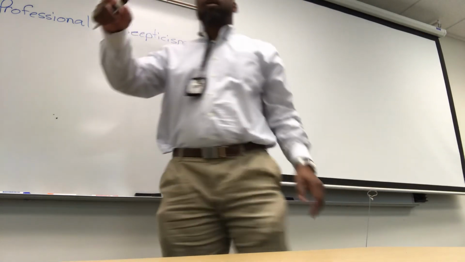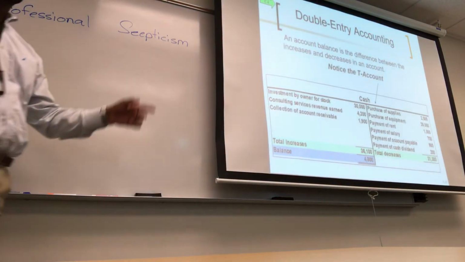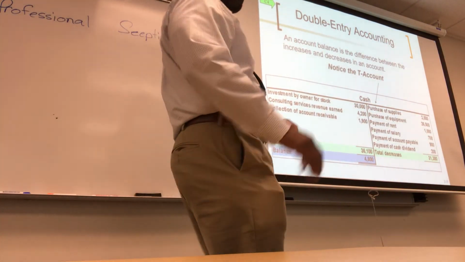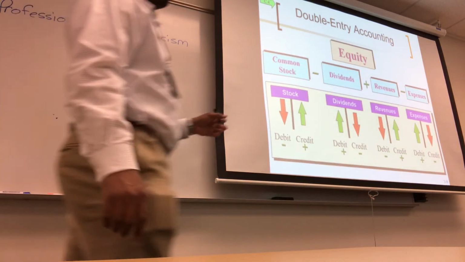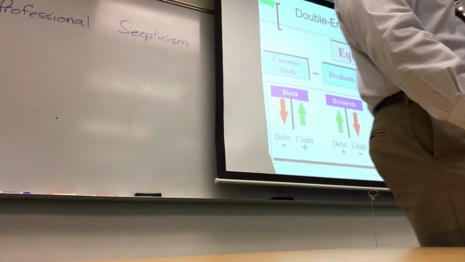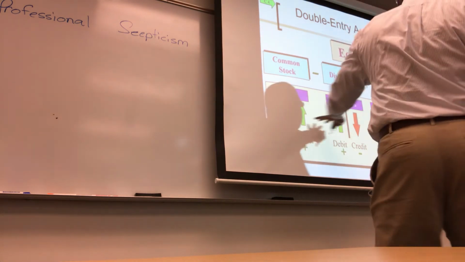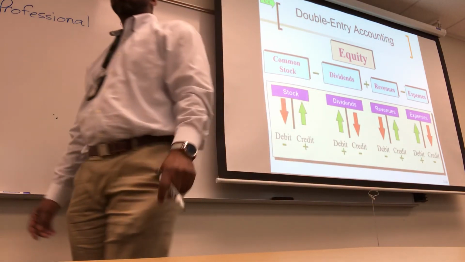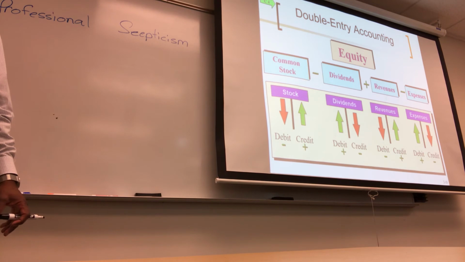Now going forward, the revenue and expenses are the same way. If we debit revenue, we're reflecting a decrease in revenue. If we credit revenue, we're reflecting an increase. If we debit expenses, we're reflecting an increase in expenses. If we credit expenses, we're reflecting a decrease. That technicality only runs for dividends and common stock. Everyone with me? Okay.